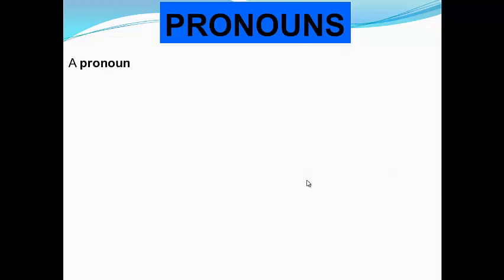The pronoun is a word that substitutes a noun or several nouns. You use a pronoun when you want to avoid repeating the noun that precedes it. The following chart shows how they are classified.